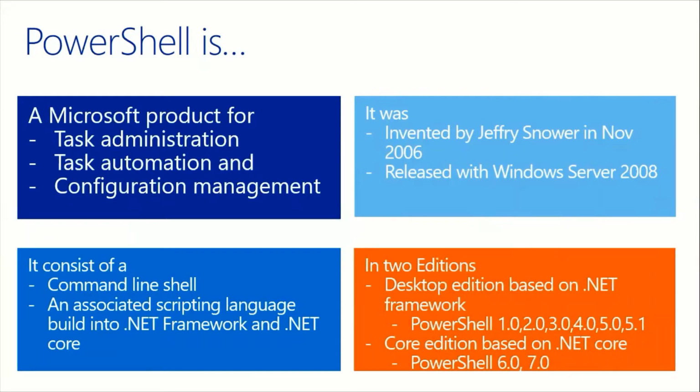It has two editions. The first one is Desktop Edition, which is written into the .NET Framework, and PowerShell versions from 1.0 to 5.1 fall under this category, and we can install these PowerShell versions only on Windows machines. While the second edition is Core Edition, which is written into the .NET Core and PowerShell versions 6.0 and 7.0 fall under this category. And these two versions are open source. We can install them on Linux and Mac OS as well.